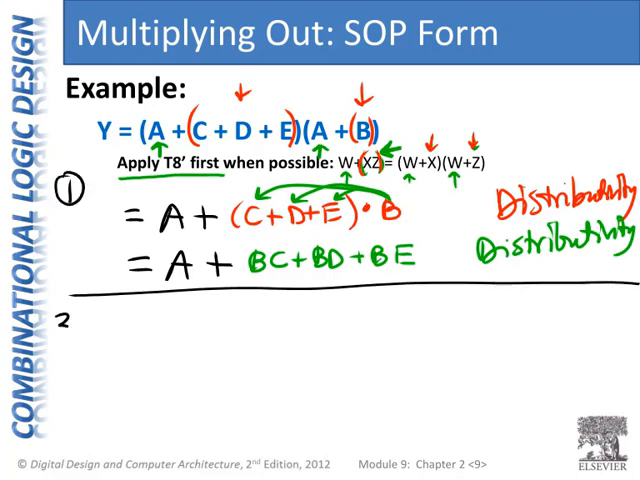I'll show the other method of strict multiplying out, and it's going to take more steps, again, more prone to errors because there are more terms and more steps, but as long as it's logically valid, will get us to the same place.